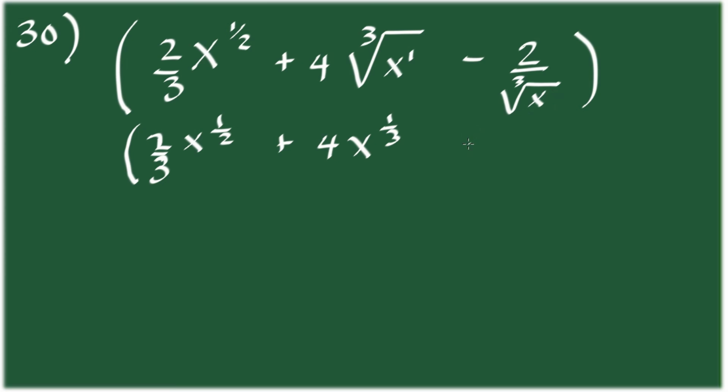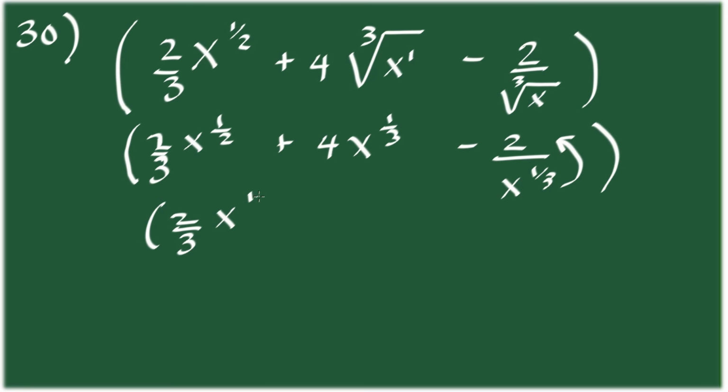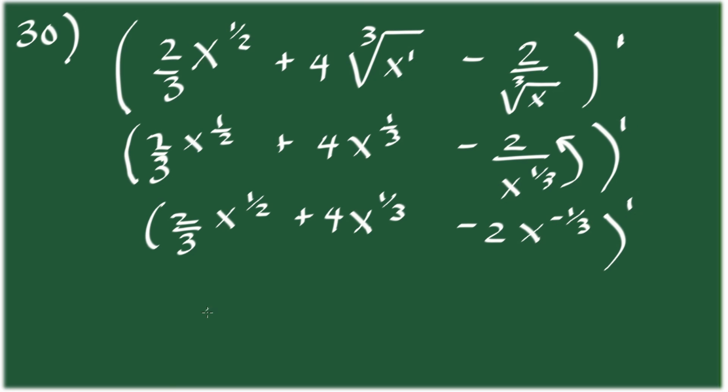Now this here is 2 over x to the 1/3. If I move it up, there's no differentiation yet. It's just renaming algebra. Plus 4x to the 1/3. So this is minus 2 x to the negative 1/3. So this is just renaming. Now this is the actual derivative.